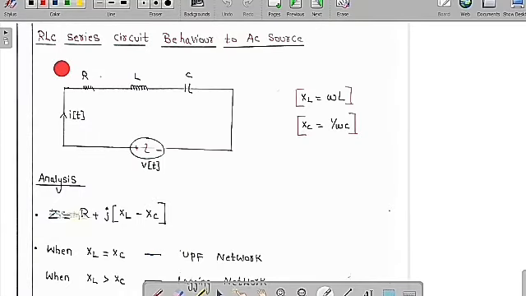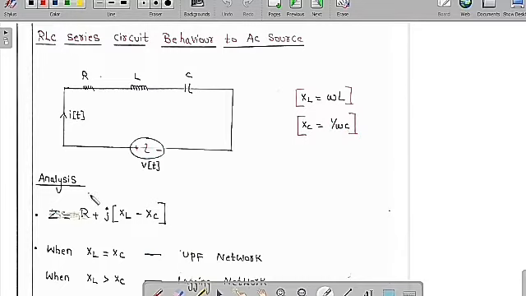Now we are going to learn about another circuit, which is the behavior of the RLC series circuit with an AC source. We are going to study the nature of this RLC series circuit when we apply an AC voltage source. Because of this AC voltage source, the current I of t flows through these three elements. Here XL is the inductive reactance, which is omega into L, and XC is the capacitive reactance, which is 1 by omega C.